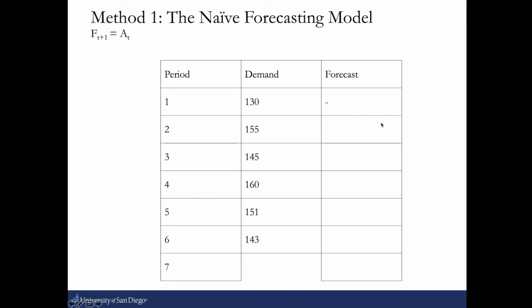So for the first method, this is the naive forecasting model, and this is the equation. So the next period forecast is equal to the current period demand that has been realized. So we look at first period, we have the demand 130, and this is A sub t, and we cannot forecast for F sub t given the equation here, but we can forecast the demand for F sub t plus 1, which is this. So the next period will be equal to the current period. So what we have here is 130.